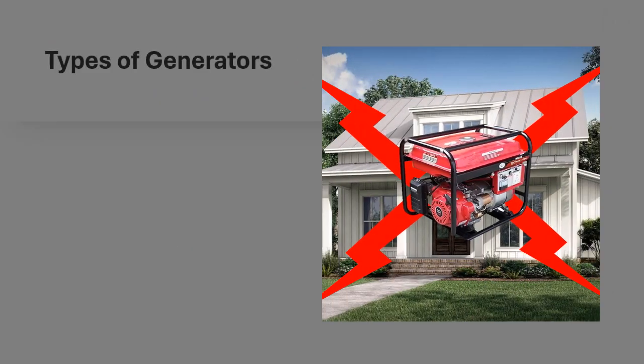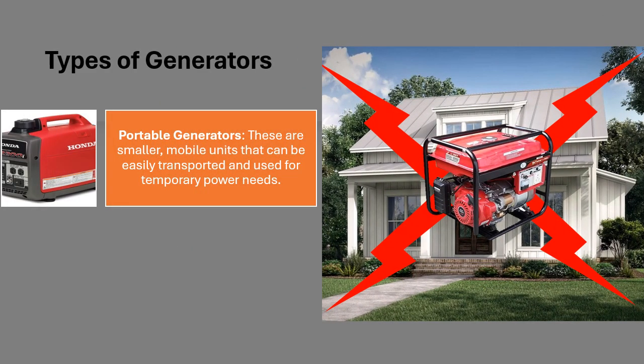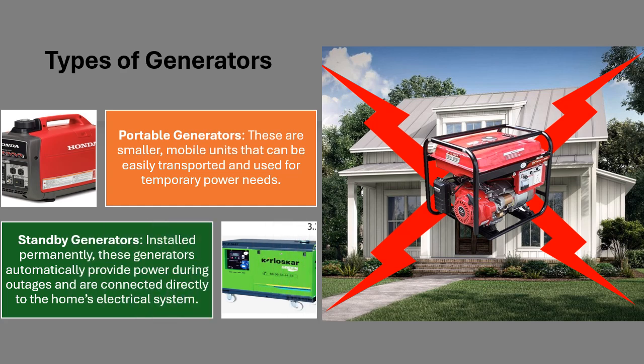Types of generators. Portable generators. These are smaller, mobile units that can be easily transported and used for temporary power needs. Standby generators. Installed permanently, these generators automatically provide power during outages and are connected directly to the home's electrical system.